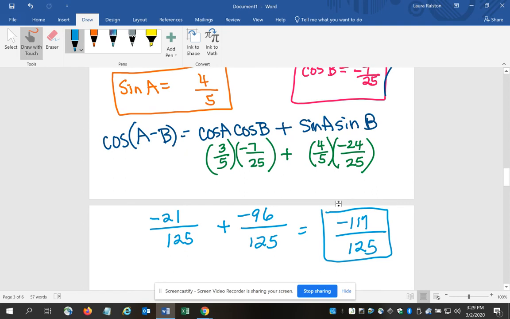It's almost like you have 3 questions in one, because you have to find the 2 missing pieces that you need for the formula, and then you have to work the formula out.